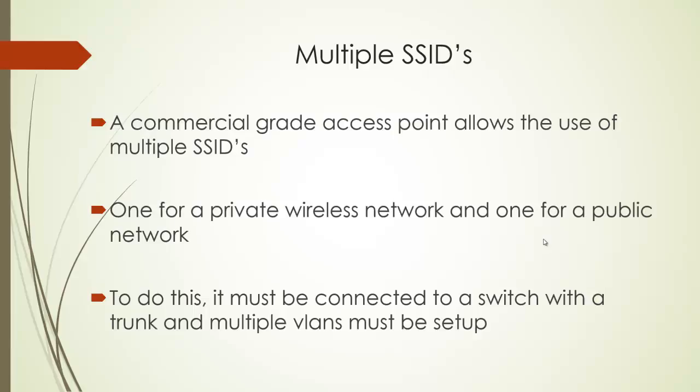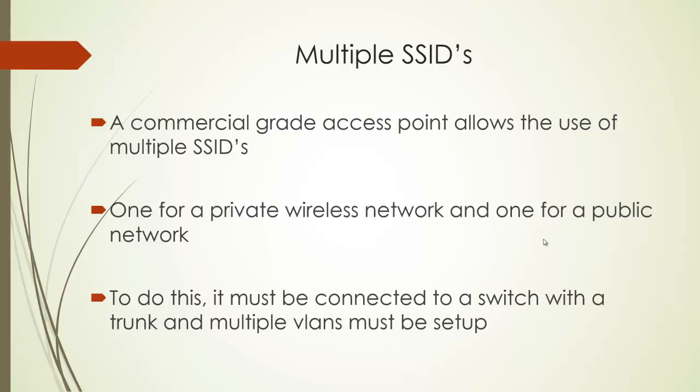But most of all the Cisco stuff, any commercial grade, typically allows you to have more than one SSID. And we use those for, like, we might have one for a private wireless network and one for a public wireless network. And that way, patients in a doctor's office in the waiting room can all browse the wireless, and then the doctors can browse the wireless, and it's two separate wireless networks.